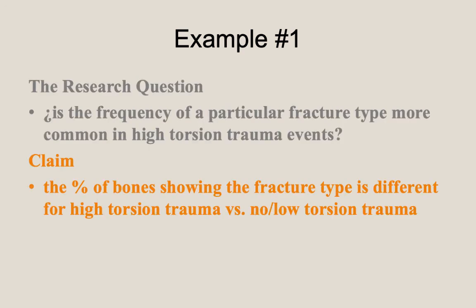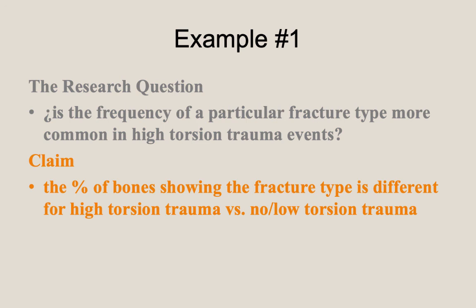So let's turn this into a claim. We'll start with a non-directional claim, though in truth we have reason from past experience and physical laws to suggest a directional claim. Essentially, we expect more of the particular bone fracture pattern for non-fully formed bones when exposed to high torsion trauma as opposed to low torsion trauma. The idea of yanking something versus yanking and twisting at the same time.